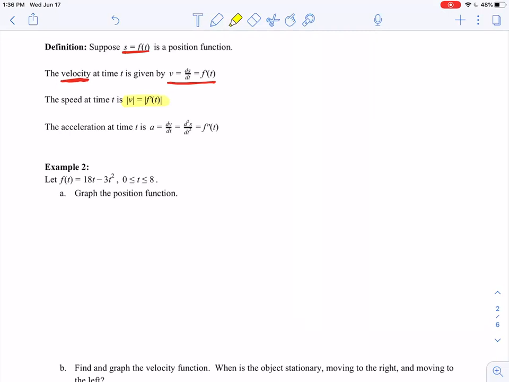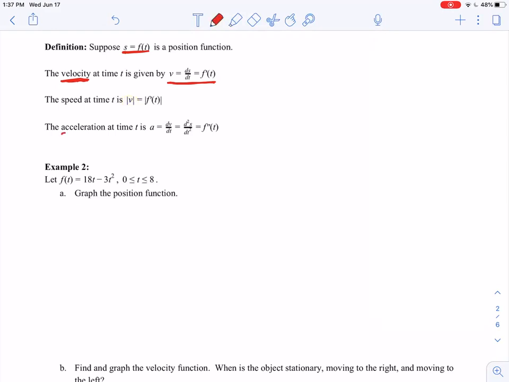So when you have a positive velocity, you're moving forward, you're moving in the positive direction, whether it's up or to the right, whatever the positive direction is for that problem. If you have a negative velocity, it means you're going backwards, you're moving in the negative direction. But when we talk about speed, we're just saying how fast are you going regardless of direction. So velocity can be negative, speed cannot be negative. It's just the absolute value of velocity.